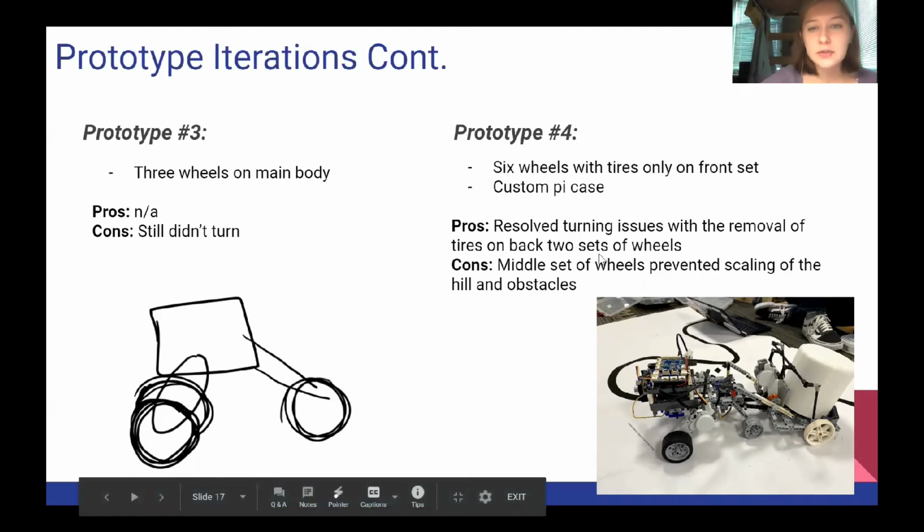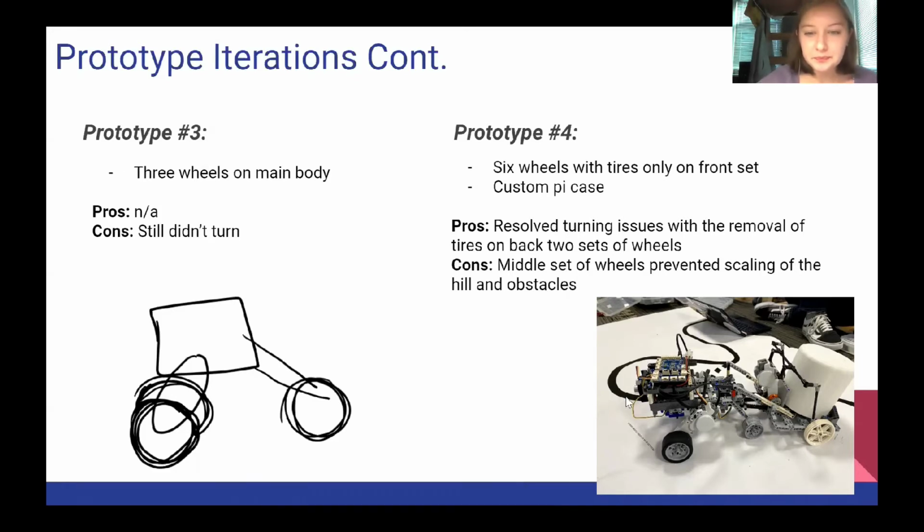So this solved all of those turning issues, and we also had a custom Pi case with the battery pack and the Pi stacked on top of each other towards the front end of the robot to create a different distribution of weight that allowed for turning to be more effective as well.